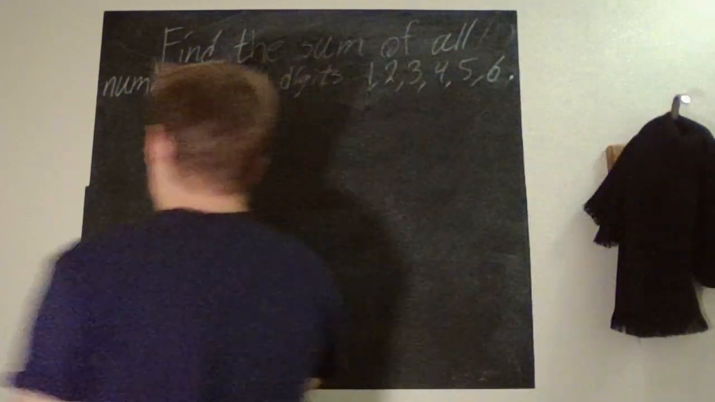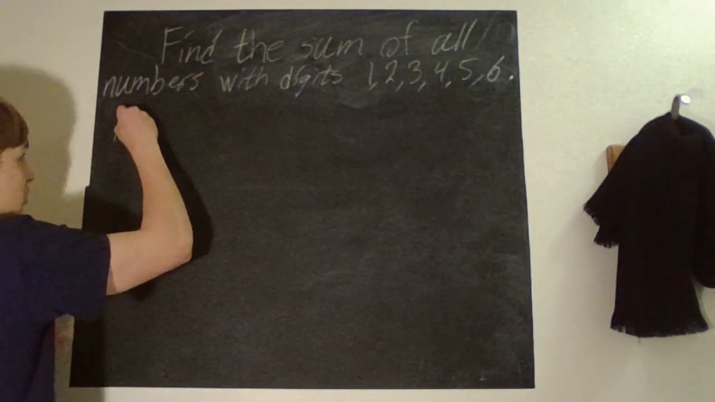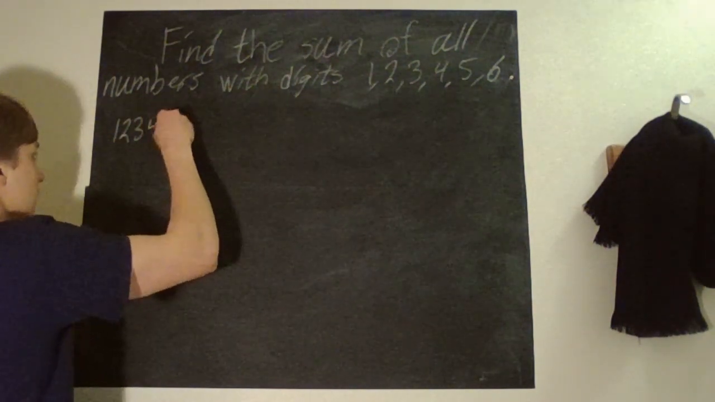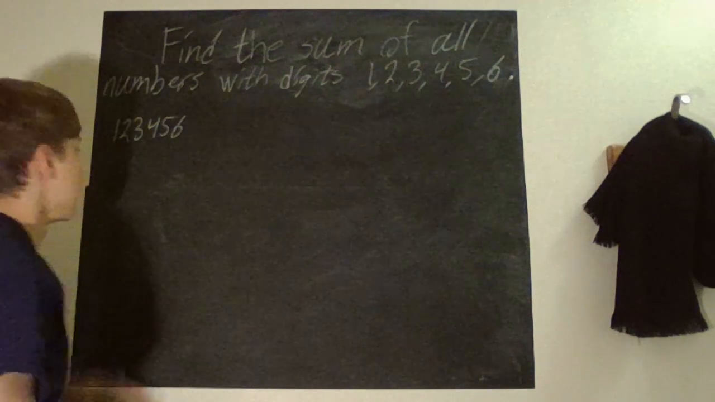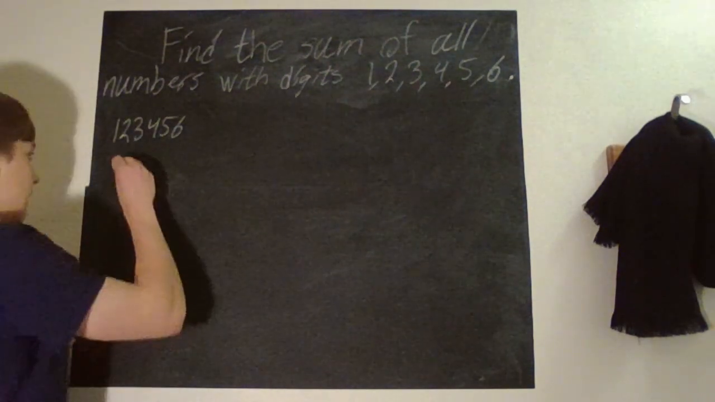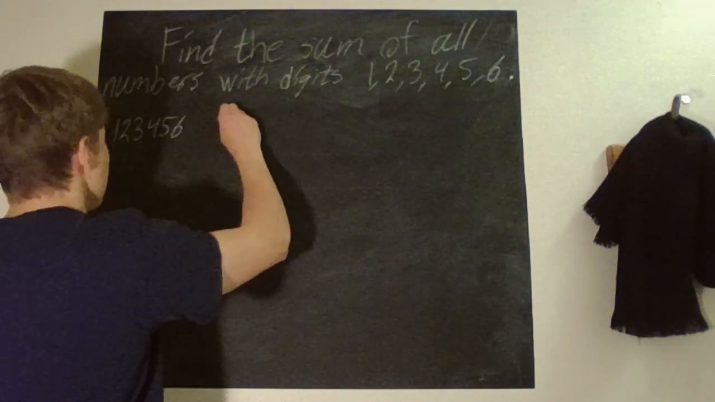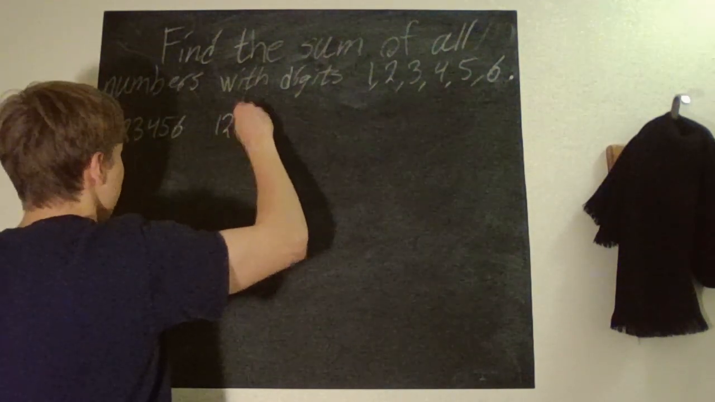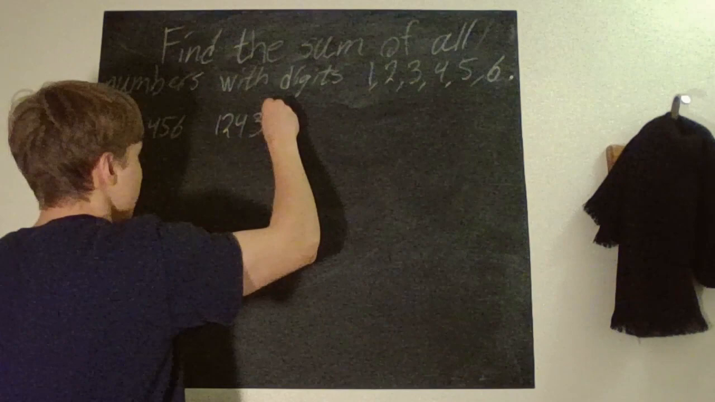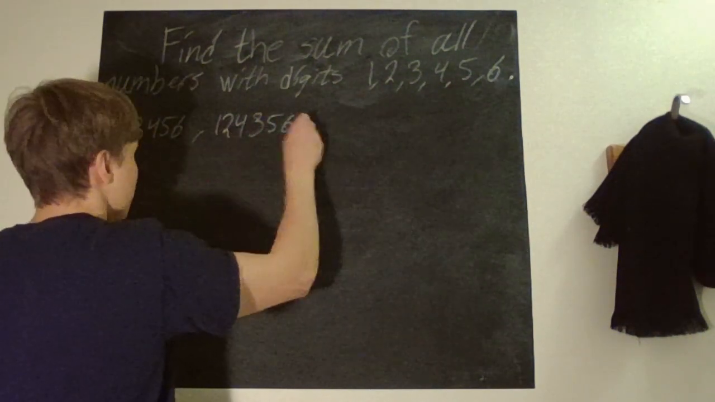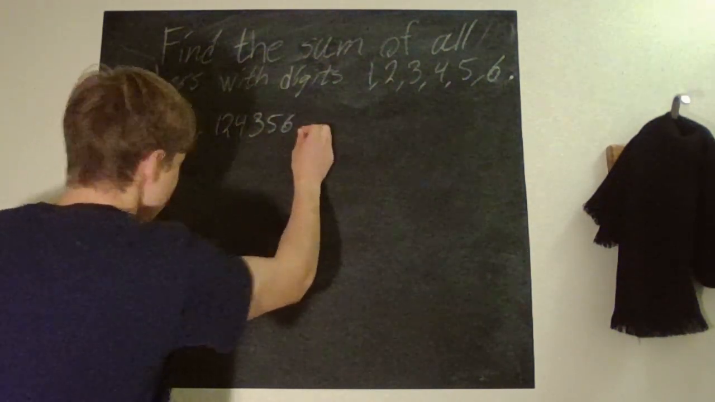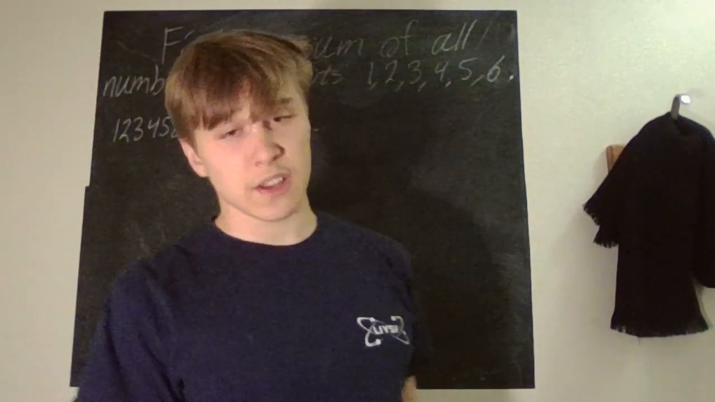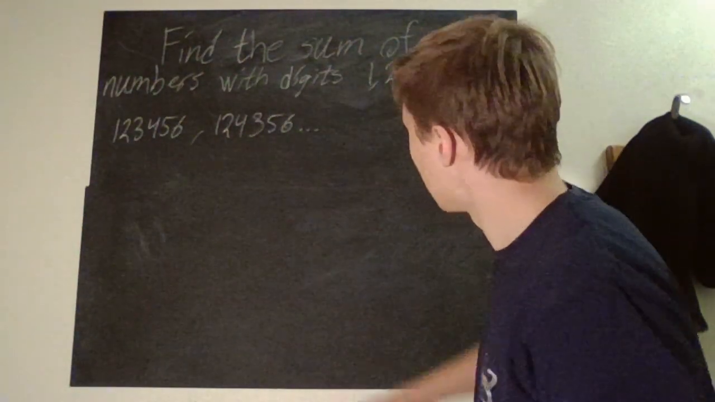So, for example, we have the obvious choice 123,456, and another option I can give you is 124,356, and so on. So we have all of these different combinations, and we have to calculate the sum of them.